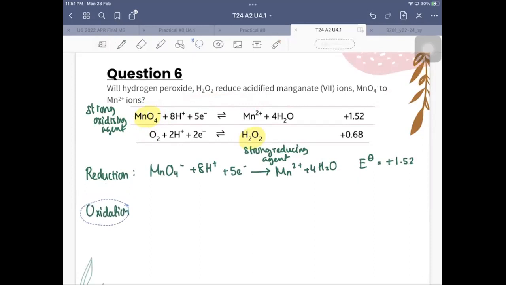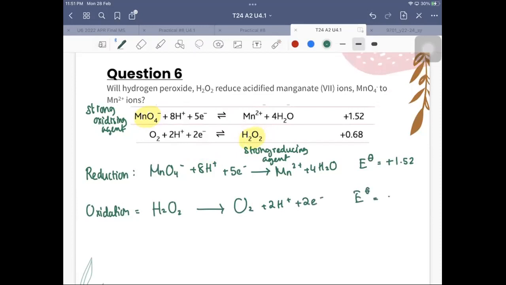Next, the oxidation reaction is the H2O2. Of course, H2O2 doesn't have any other possible route, so the only reaction that it can undergo is the oxidation reaction, which means H2O2 would be oxidized to oxygen plus 2H plus plus 2 electrons, and the E note value for this is negative 0.68. You just have to be careful with the sign here because we're looking at the reverse reaction, therefore the E note value would also have the reversed sign.